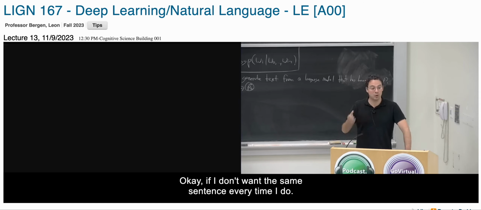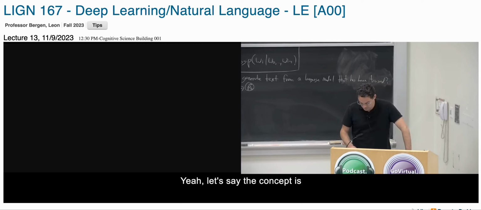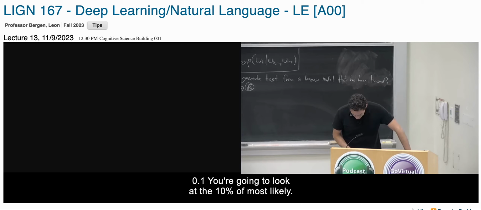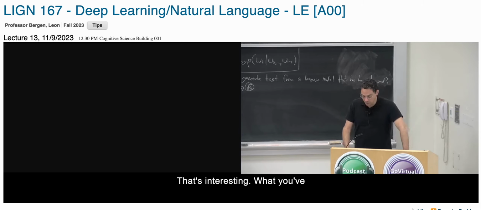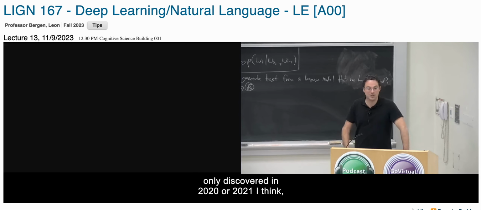So what do I do if I don't want the same sentence every time? You have some constant ranging between 0 and 1. Let's say the constant is 0.1. So you take the 10% of most likely words and choose from those. That's interesting. What you just described was actually only discovered in 2020 or 2021, I think, and it's called nucleus sampling.